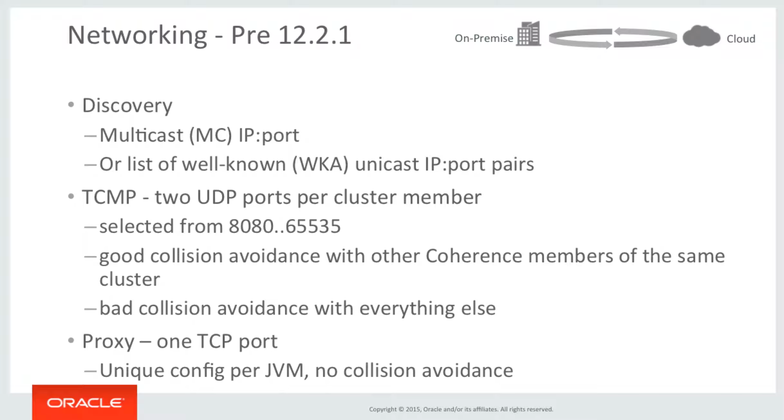Finally, we talk about the coherence extend proxy. It used just one TCP port, and the configuration for that port was fixed. So say you configured the proxy to run on port 9000. If you wanted to start two proxies on the same box, they would need distinct configurations to avoid having a port conflict when the second one started.